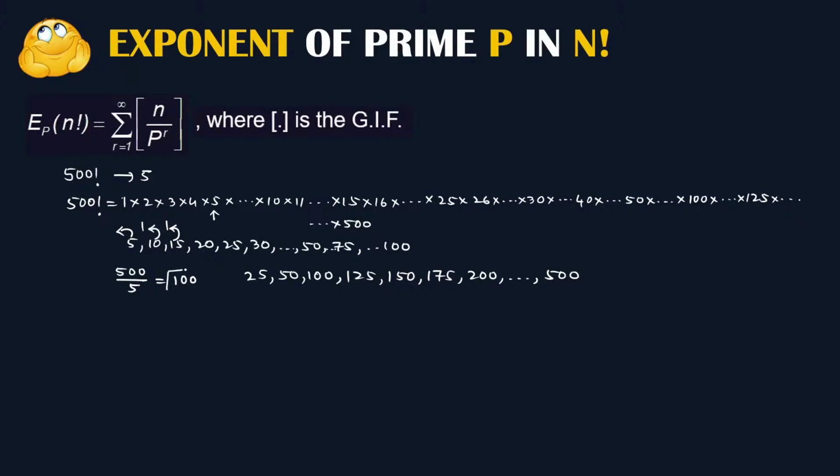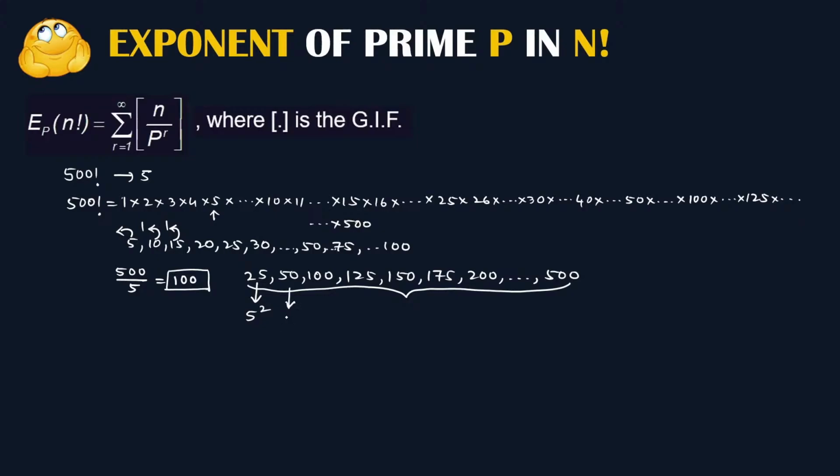Here, whatever we have considered, there will be 100 multiples of 5, and there we are getting only one 5. Other than these numbers, from these numbers you are not getting one 5. Then how many 5s are you getting? Look at it carefully. 25 is basically 5 square, so you are getting two 5s.